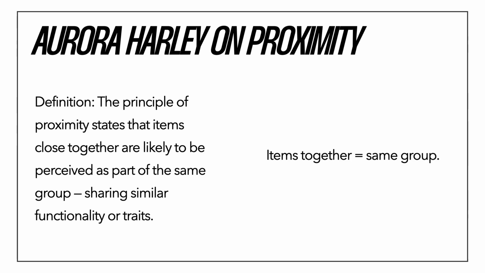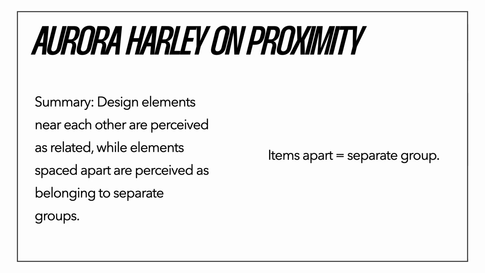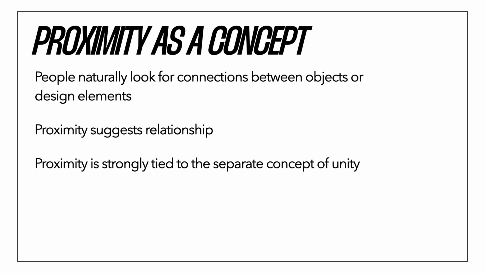Same thing with objects in design. Why are these things next to each other? Why are these things close to each other? Are they related to each other? Design elements that are near each other are going to be perceived as related, while elements spaced apart are going to be perceived as belonging to separate groups. Items that are apart are going to be separate groups.